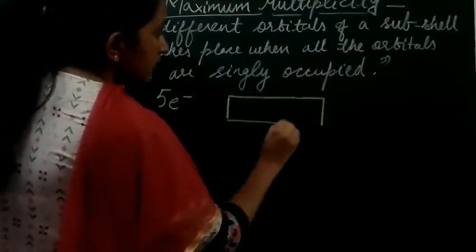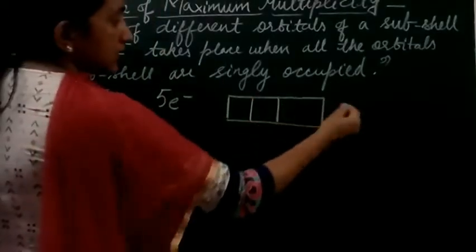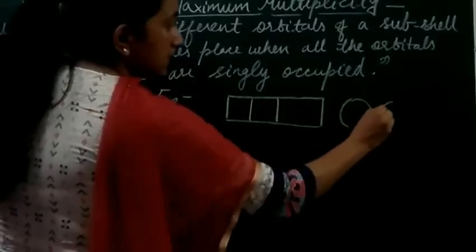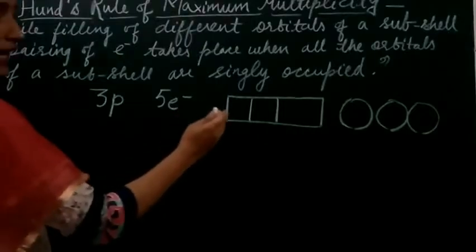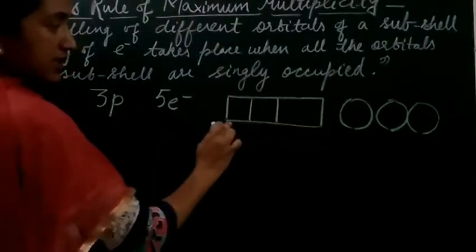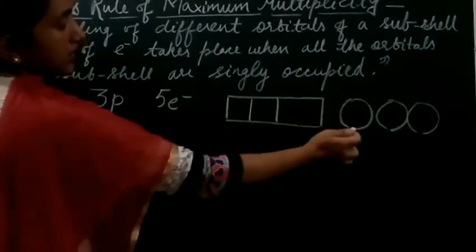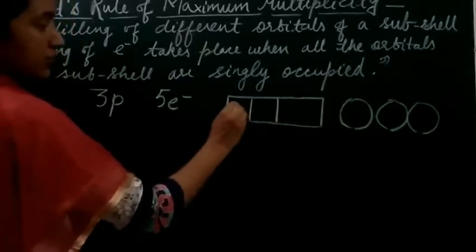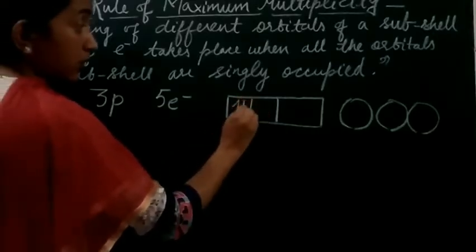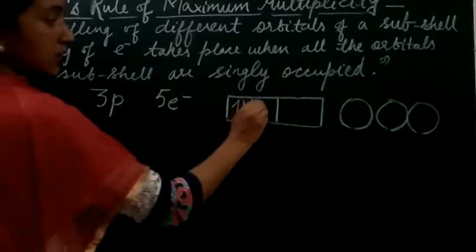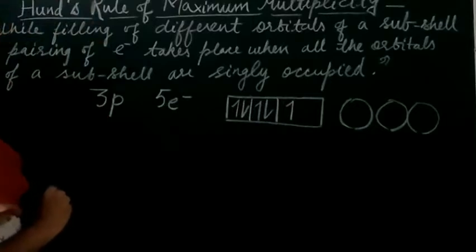you can represent a subshell either in this way, right? Or you can draw the circles. The orbitals of a subshell can be indicated by a block having the orbitals, either in this format or in this format. Right? Now the 5 electrons. So you can fill the electrons in this way: 1, you could have done in this way also, 2, 3 and 4, and this is 5.